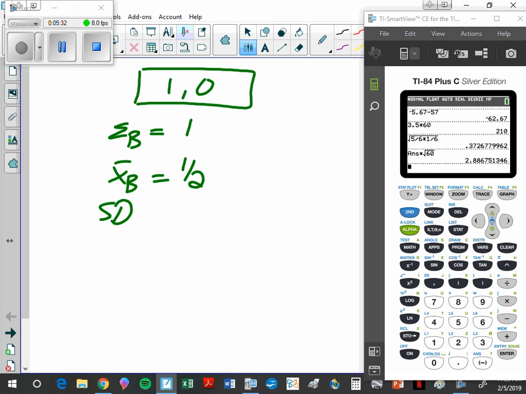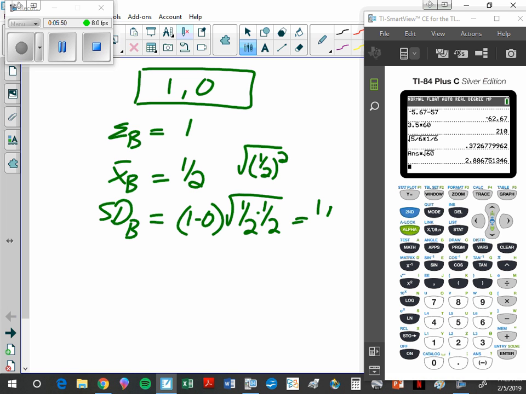What is the SD of the box? It's also 1/2. Now, if you don't know that, you can always do big minus small times the square root of the big fraction times the small fraction. But you essentially get the square root of 1/2 squared, which is just 1/2. And anytime you have a single 1 and a single 0 in a box, you will end up with an SD of 1/2.